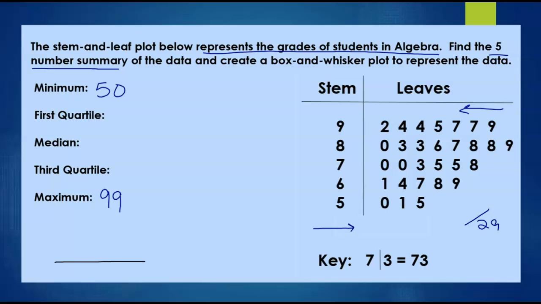I can begin our sketch by looking at a range from 50 to 99, which is 49. But I'm starting at 50, and I'm going to go in increments of 10. So 70, 80, 90, 100. And our minimum is 50, and our maximum is 99, so really close to that 100. Now let's find our median.